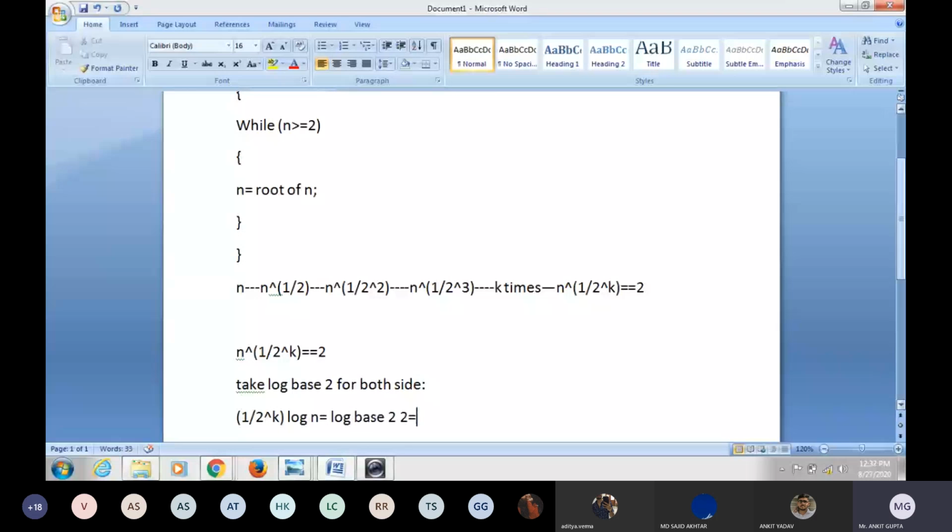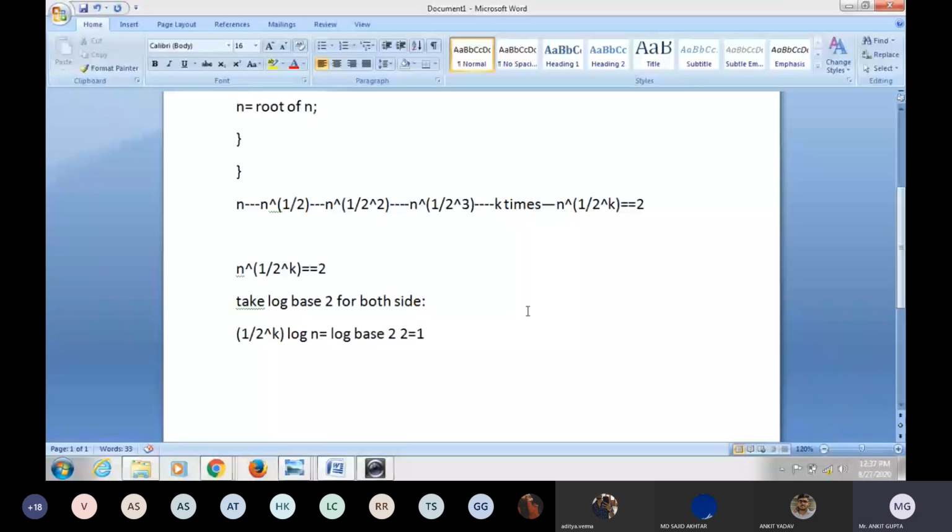That is equal to 1. Log base 2 of 2, that is 1. Can I say that is 1? Isn't it? Are you getting till now? Yes, sir. Okay. So finally I am getting 1 divided by 2 raised to the power k, log base 2 n is equal to 1.